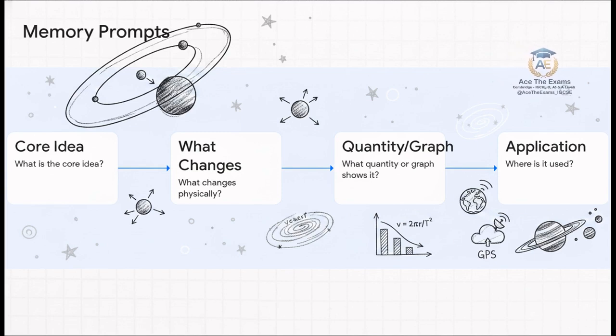Prompt 3. What quantity or graph shows it? Answer. The formula v equals 2 pi r divided by t, or perhaps a graph showing gravitational force decreasing as the square of the distance increases. Prompt 4. Where is it used? Answer. In deploying GPS, weather satellites, and understanding planetary systems. If you can answer those 4 prompts aloud, clearly and confidently without checking your notes, your knowledge on this topic is rock solid and secure.